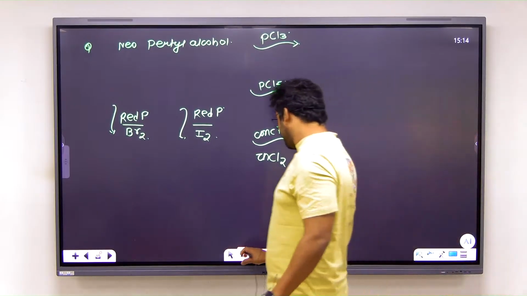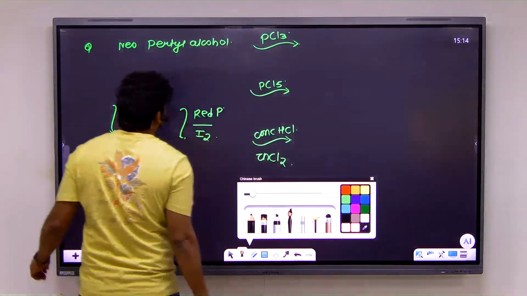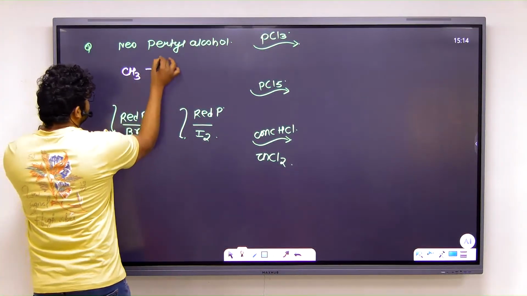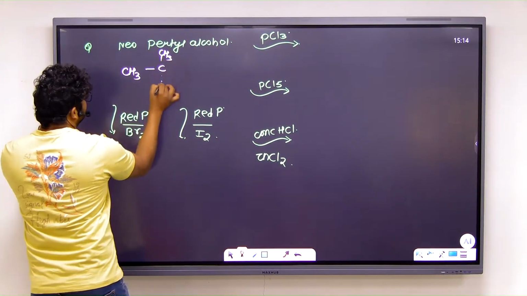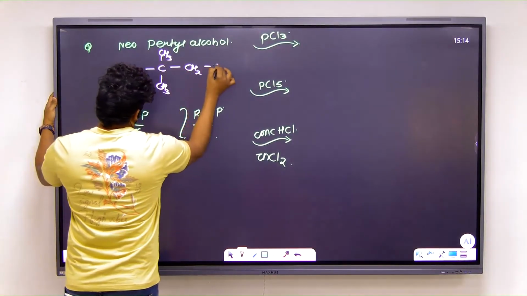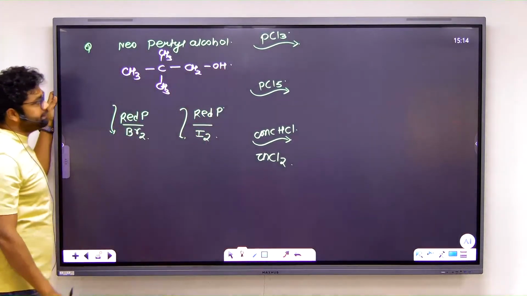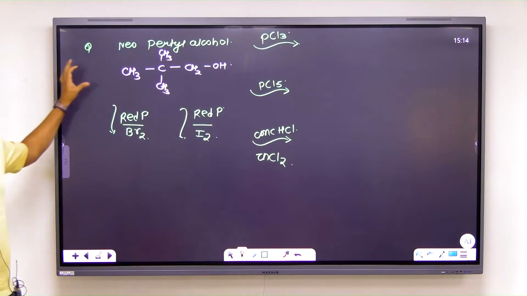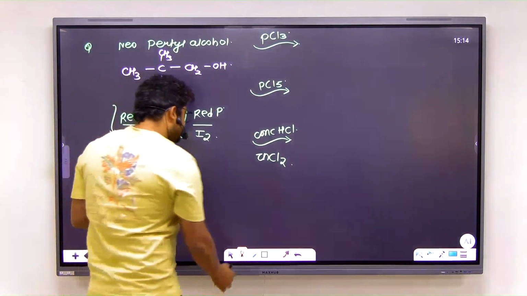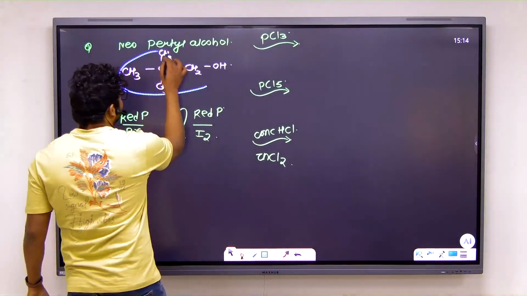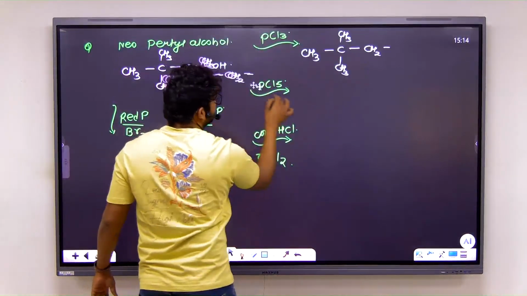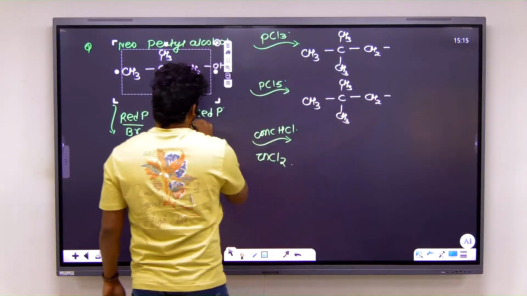First question. A neopentyl alcohol has a quaternary carbon with a total of 5 carbons. You comfortable with this name? Yes, very good. When there is PCl3 or PCl5, you have the same product, that is a chloride.